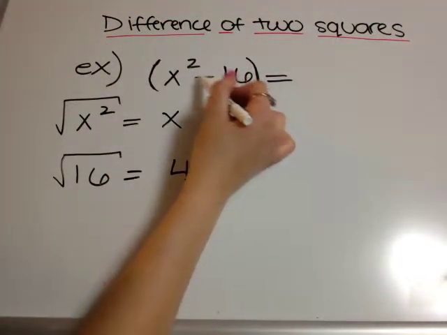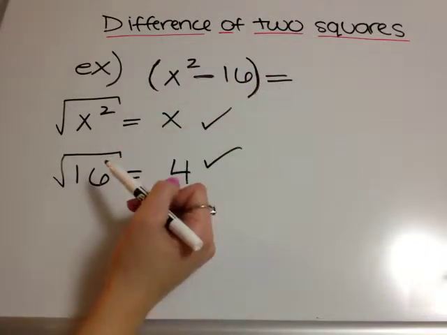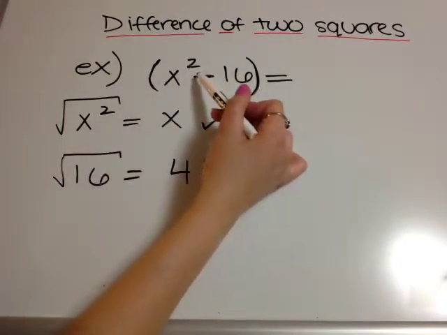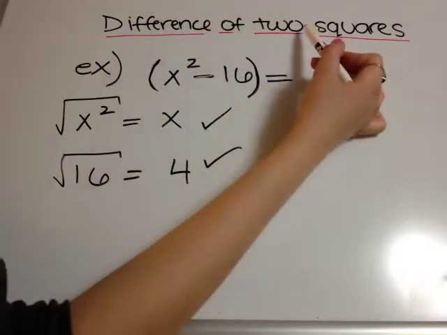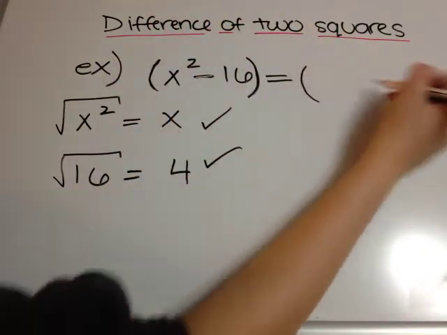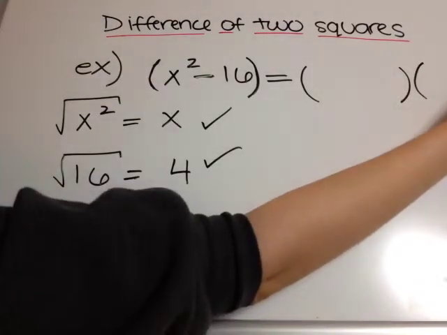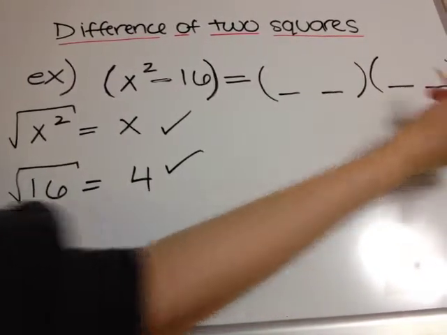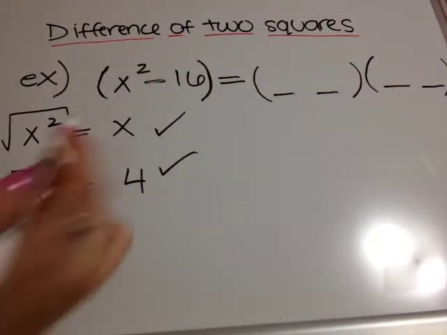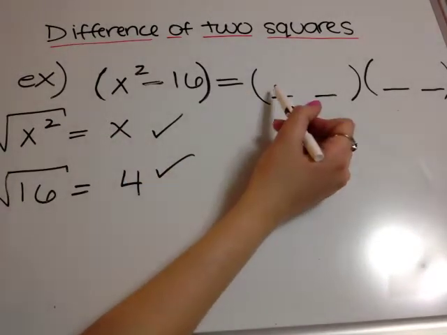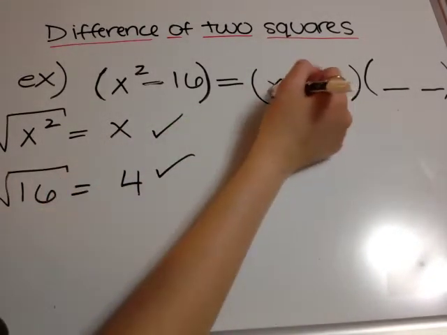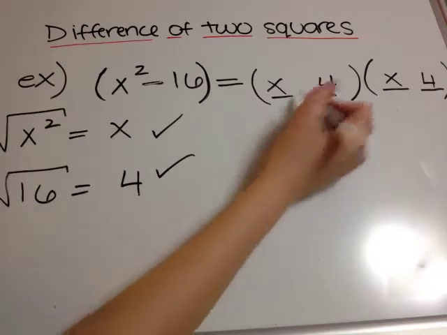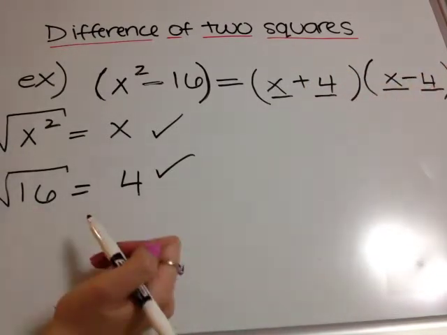And another thing is that there has to be a minus sign in the middle, or else we can't use this method. So now that I know I have two perfect squares and they're being subtracted from each other, I'm going to use this method. Basically, this method always looks like this. I'm going to have two parentheses, and I'm going to have 4 terms. So in the first spot, I'm always going to have my x's, and in the second spot, I'm going to have my 4's. And then all you have to do is add a plus sign here and a minus sign here.